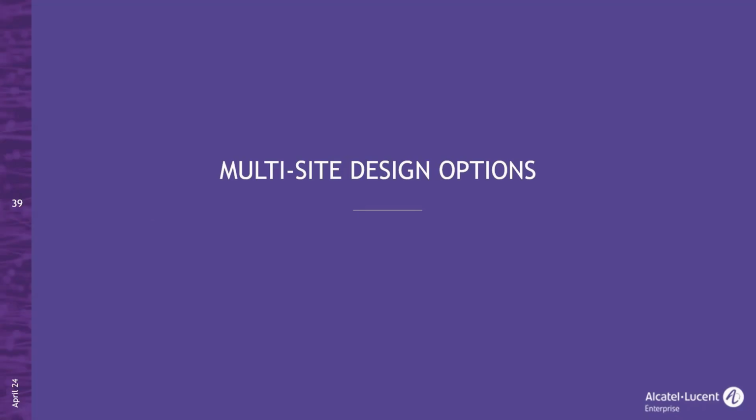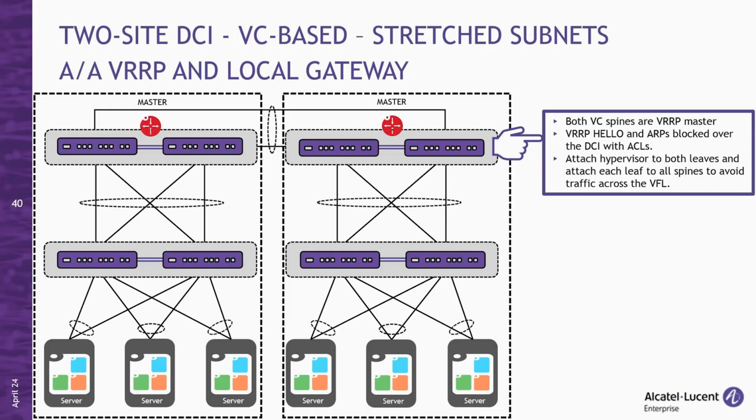So now let's discuss multi-site design options. When using dark fiber, DWDM or pseudo-wire for DCI connection, LACP link aggregates, if supported, can be configured between both sites. Otherwise, it can be configured statically. To optimize traffic flow, we can use active-active VRRP. This is achieved by configuring both sites as VRRP master. This can be done by blocking VRRP hellos and ARP requests over the DCI with an access control list. ARP requests sent locally will be replied to by the local gateway virtual chassis.